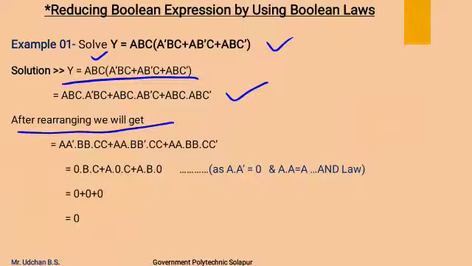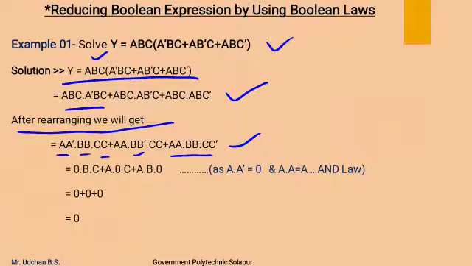Rearranging, we get this equation, where we have written a and a bar together, b and b bar together, b and b together, c and c together. Likewise, we have taken the same variable together here, and here also we have taken the same variable together.